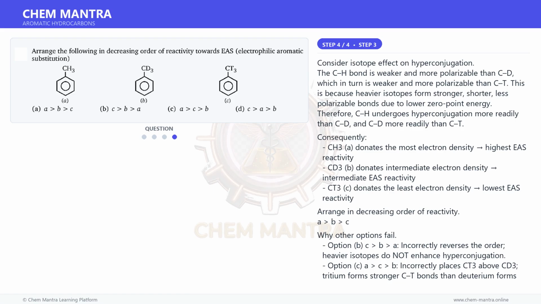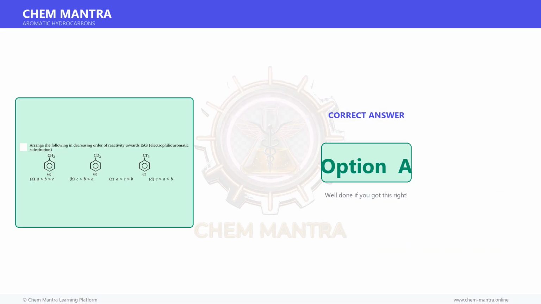Option D, C > A > B, is an incorrect ordering with no physical basis. Therefore, the correct answer is option A.